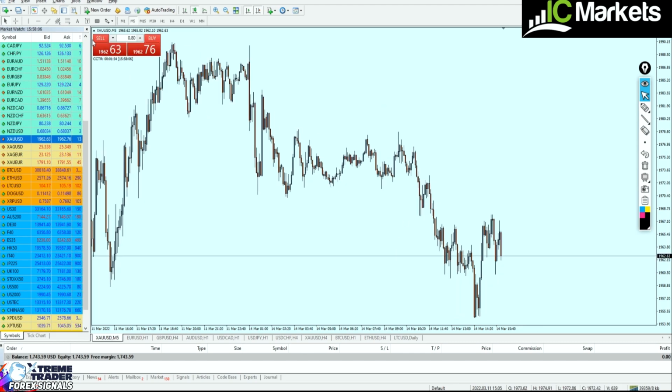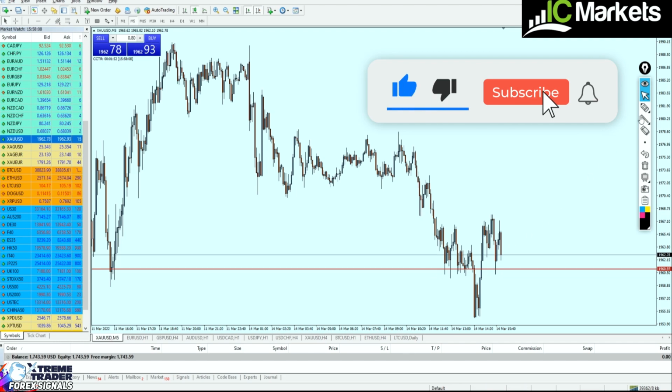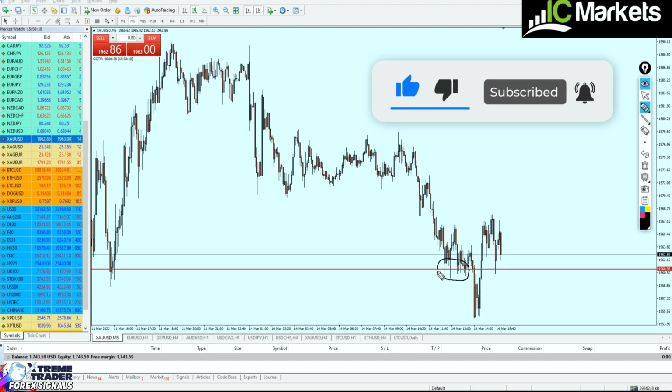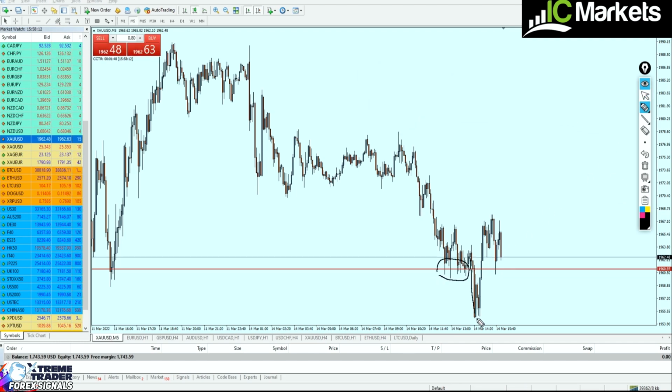The market right here has created a real level of a support. And then the market has made another, what we can call a false breakout. And then the real level of the support has again been respected. Now it has been confirmed that this was a real level of a support. Meanwhile, this one, we really don't care about it at all.